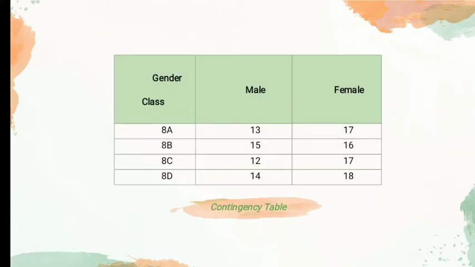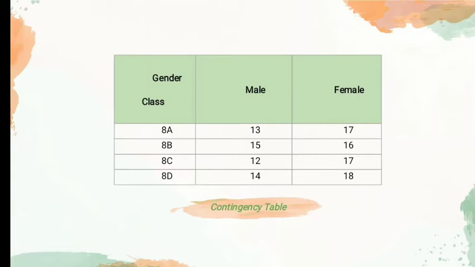Okay, next, contingency table is used for the data that has more than one category or group. For example, the data in the image below. In the table, it is known that the data on the number of grade 8 students based on their gender has 2 categories, namely class and gender. Therefore, the form of presentation will be like this.